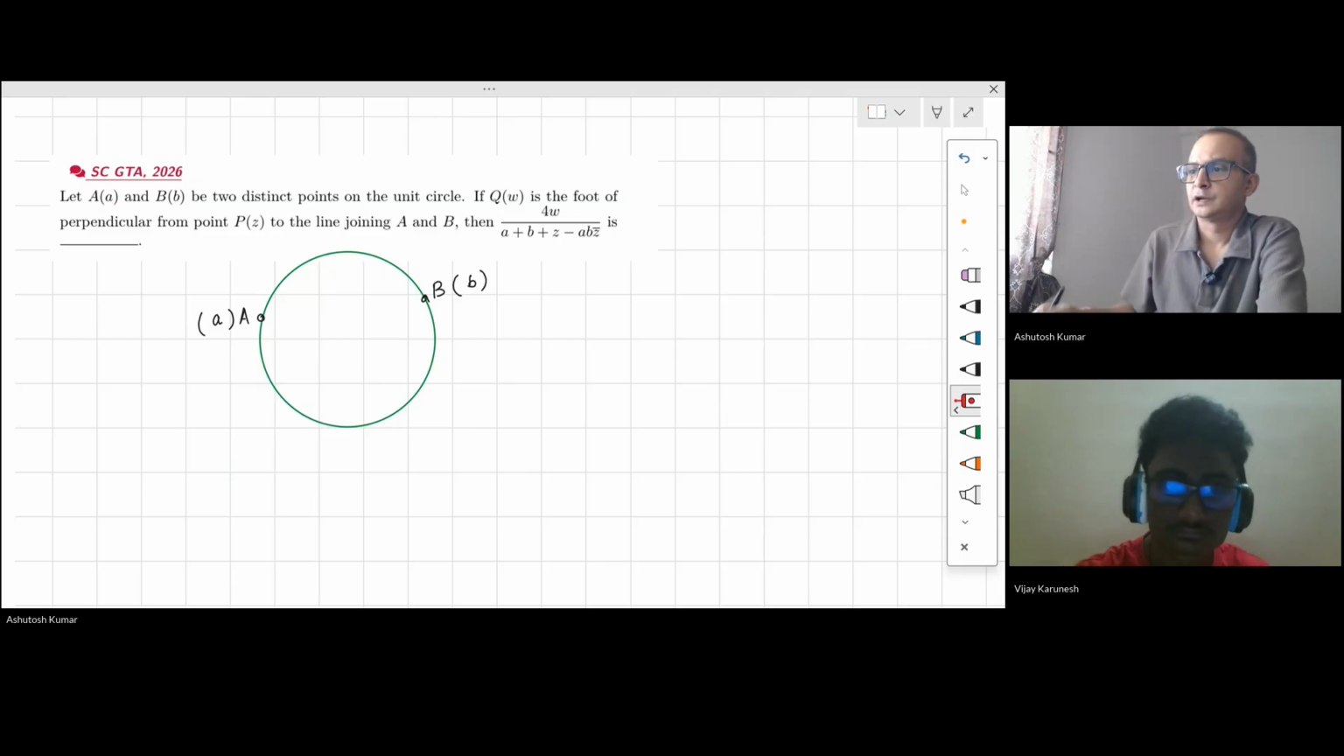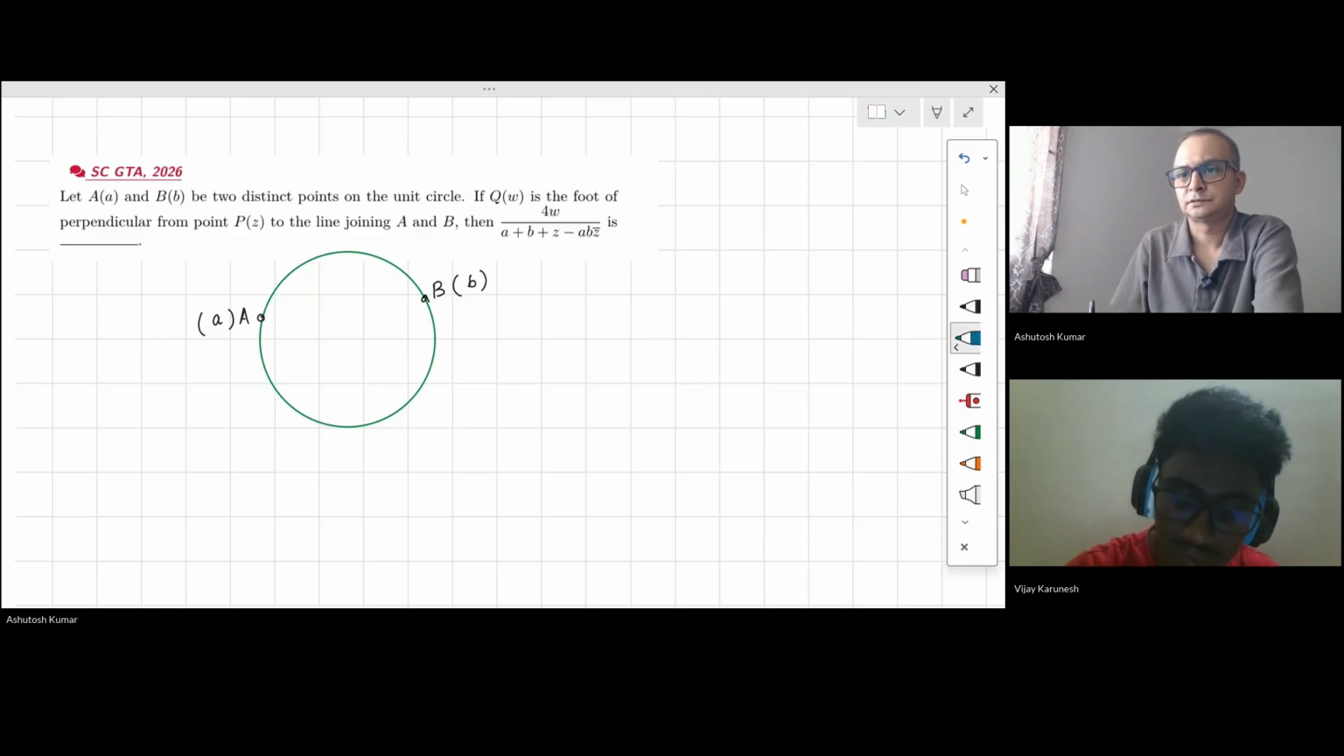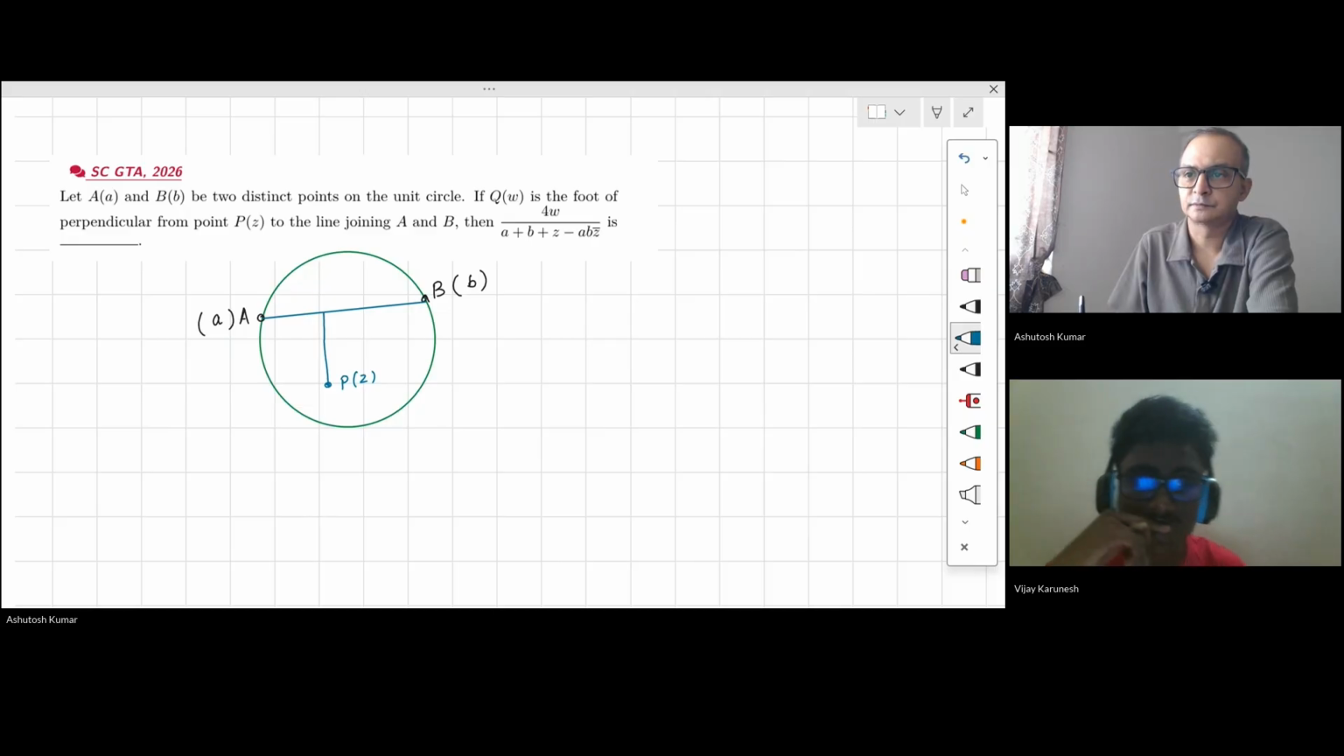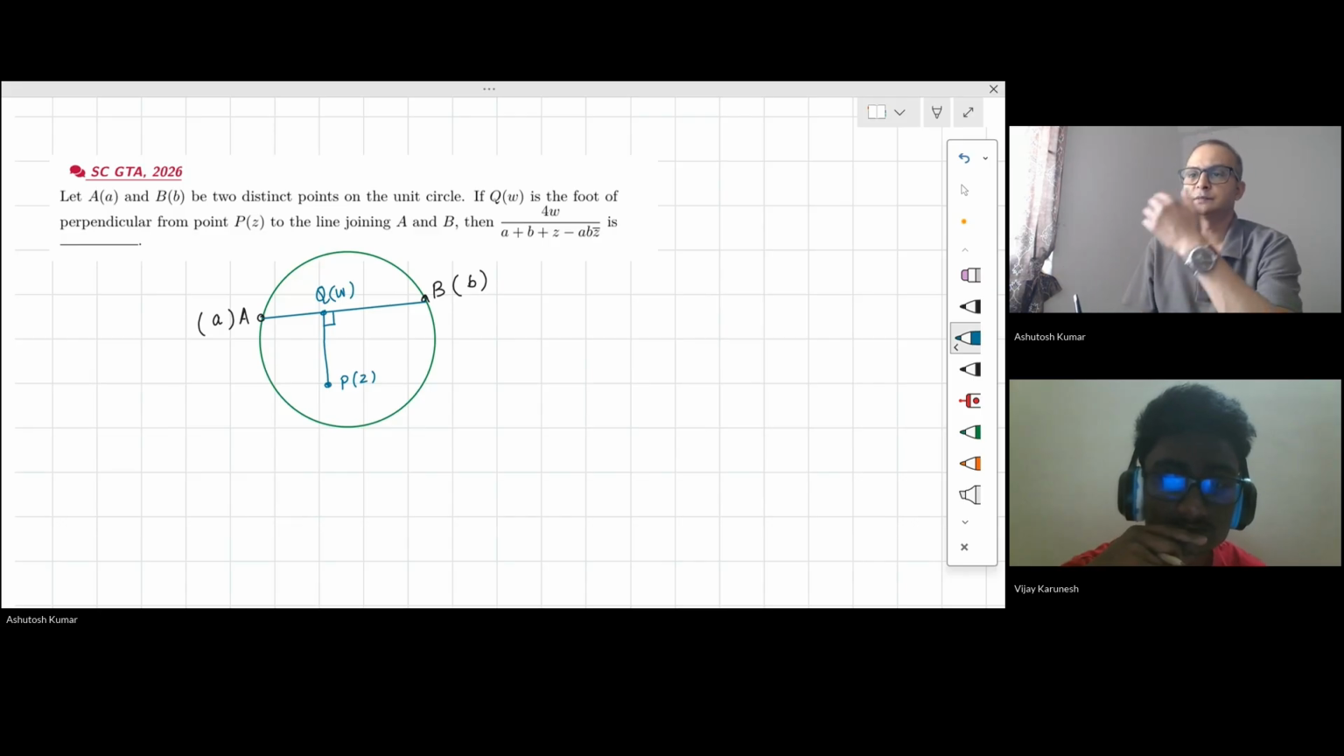Is it clear? Now here, if we join A and B, I will have a line, and on that line I'm dropping a perpendicular from, let's say, the point P. I don't know where the point P is. Let's say Z, and I drop the perpendicular from here. That perpendicular meets this line AB at Q, whose complex number coordinate is W. So I have to just relate these things and take the ratio.